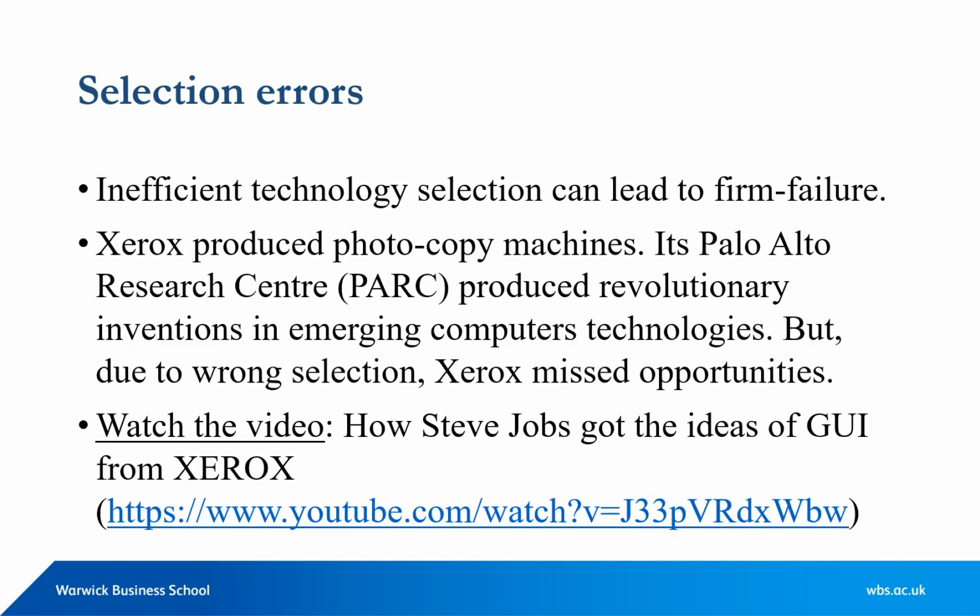Selection error is another very important topic. Inefficient technology selection can have a negative impact on firms' performance. We can take the example of Xerox, which produced photocopying machines. It established a basic R&D center at Palo Alto, California, and produced revolutionary inventions in emerging computer technologies. However, the management of Xerox could not realize the value of these inventions and missed out on huge opportunities. I want you to watch this short video, how Steve Jobs got the idea of a graphic user interface from Xerox.